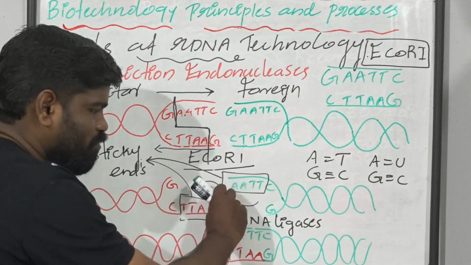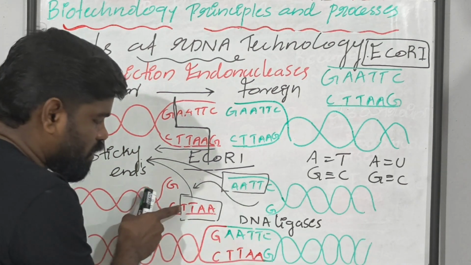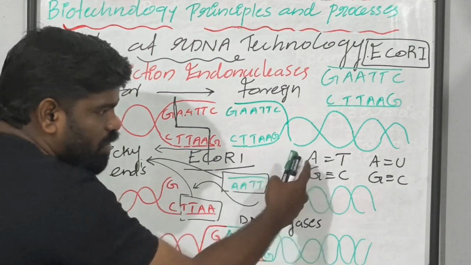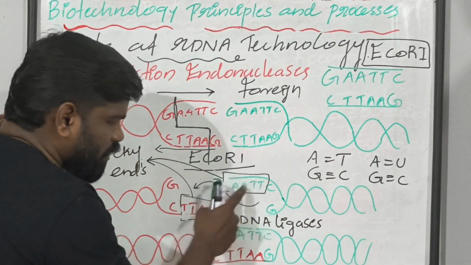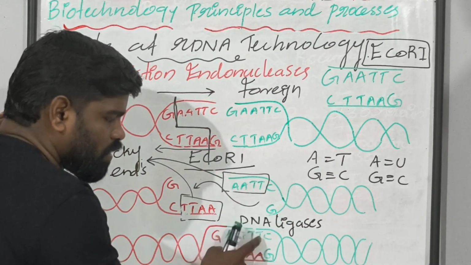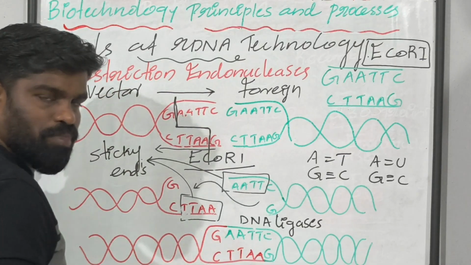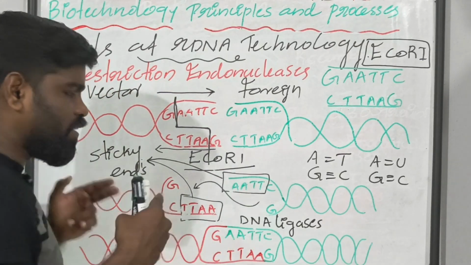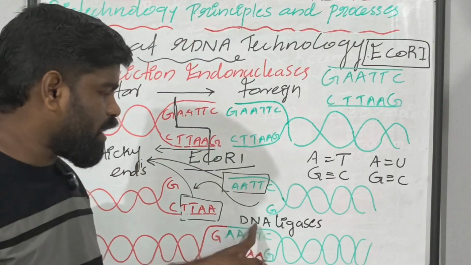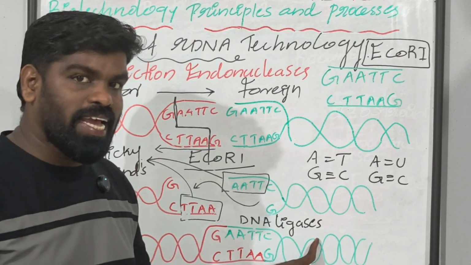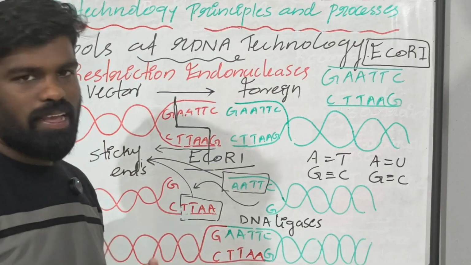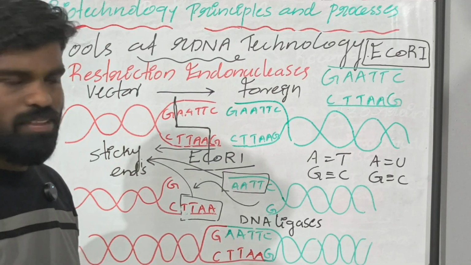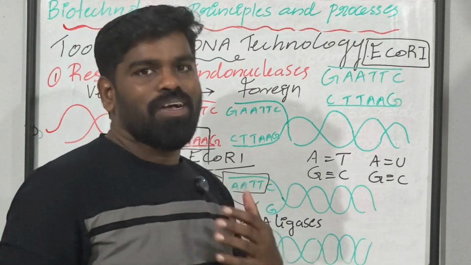Now these two are complementary. You can look here: adenine, thymine, thymine, adenine, thymine, adenine. So they will make a double strand. The sticky ends will join together by using an enzyme called DNA ligase. So this is the action of restriction endonucleases, and you have to keep that in your mind.